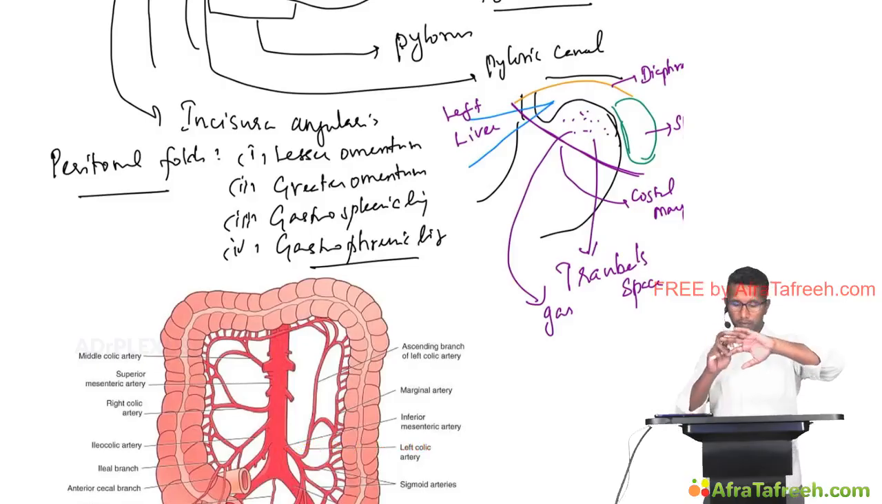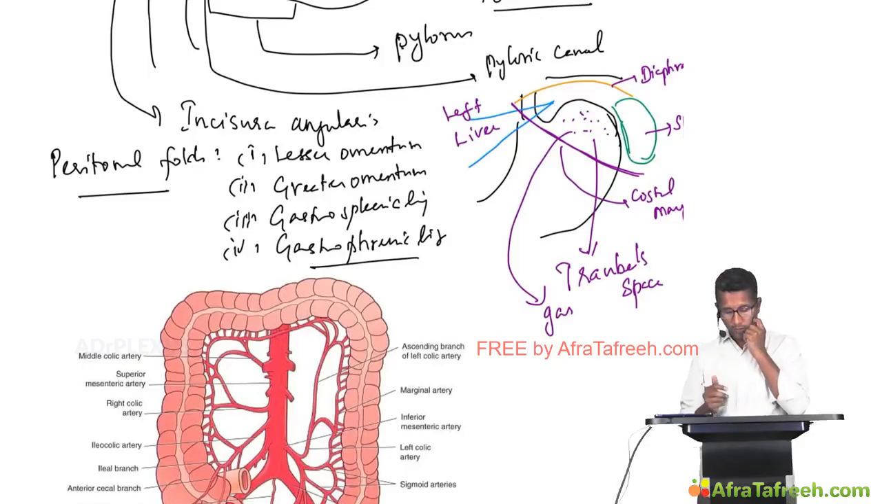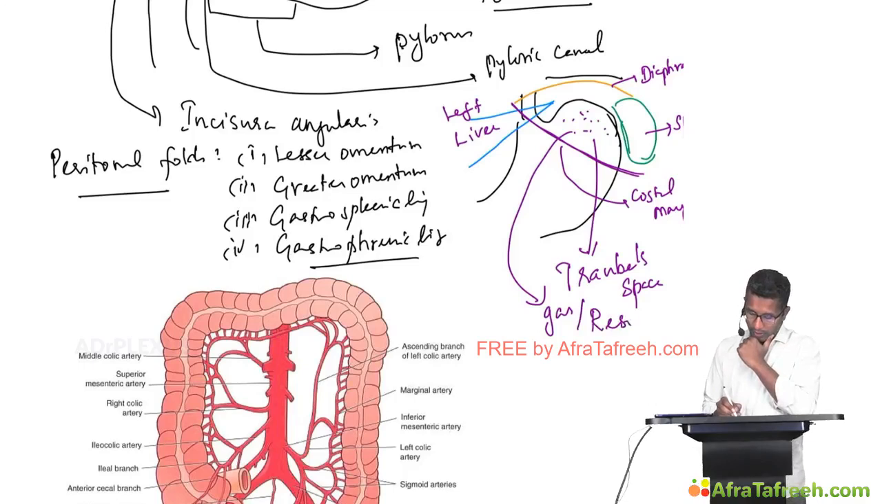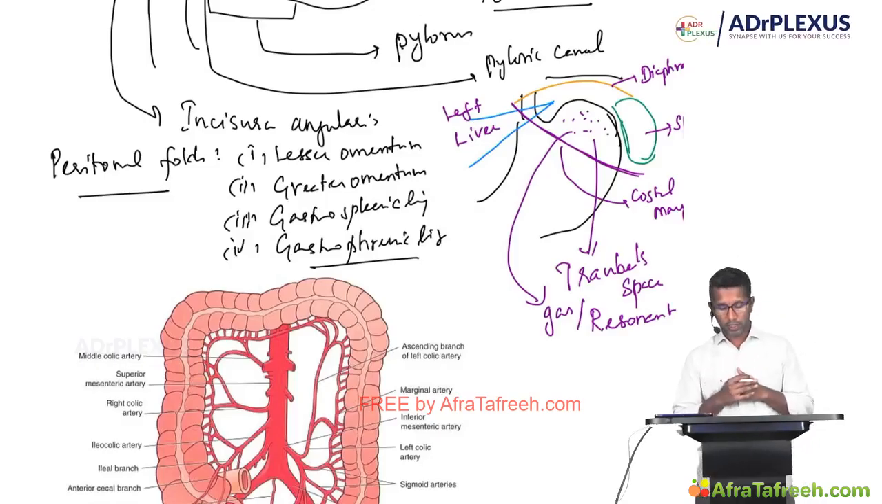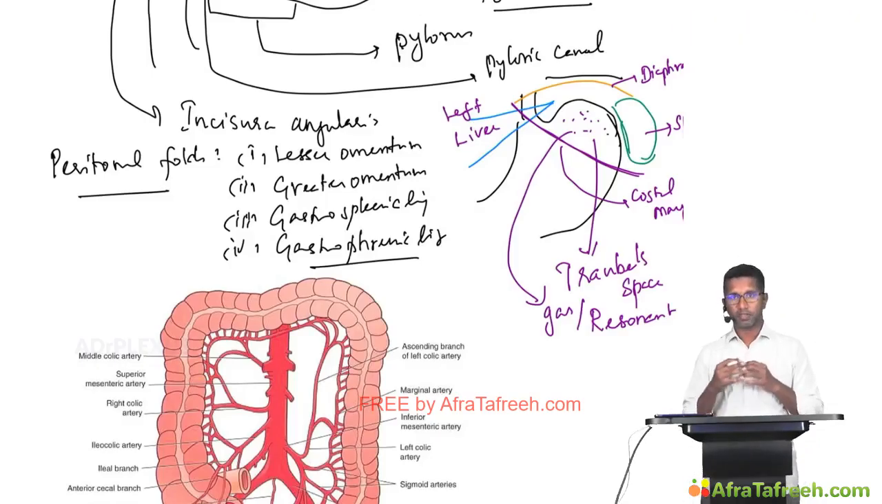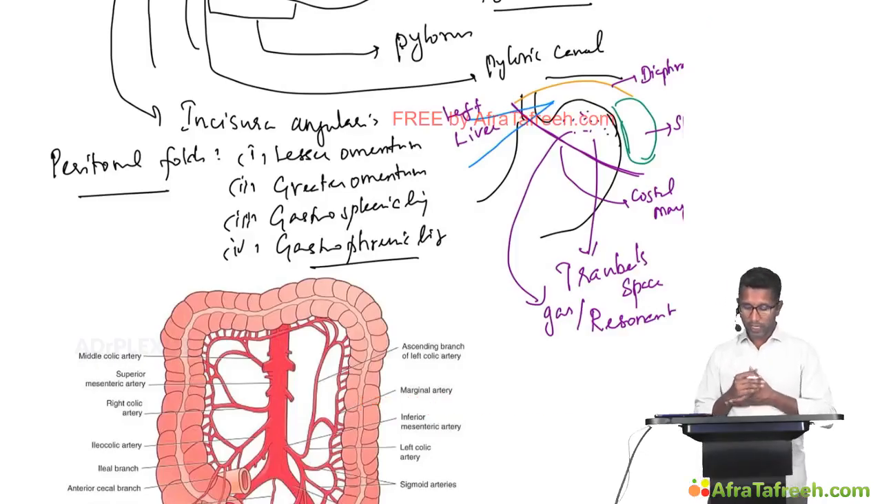When you try to percuss in this area, you get a resonant note. So whenever you have gas, you have a resonant note here. Below that, when the stomach is filled with food, you will have a dull note. So usually the cardiac area or the fundus area, which is filled with gas, gives a resonant note.